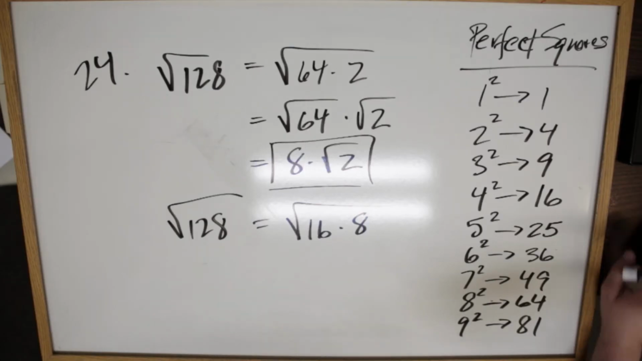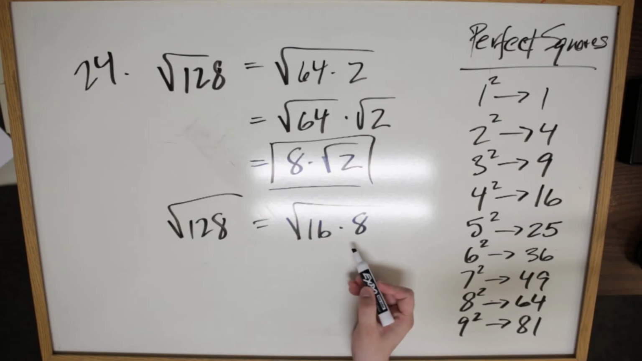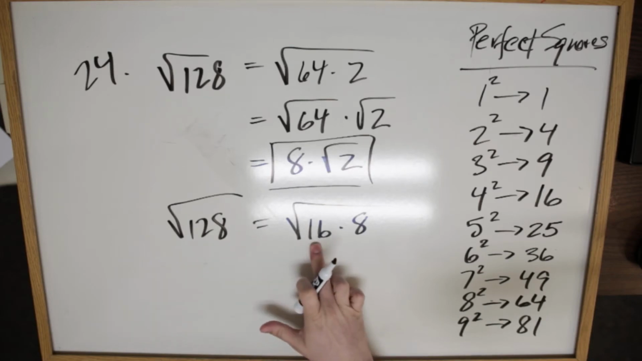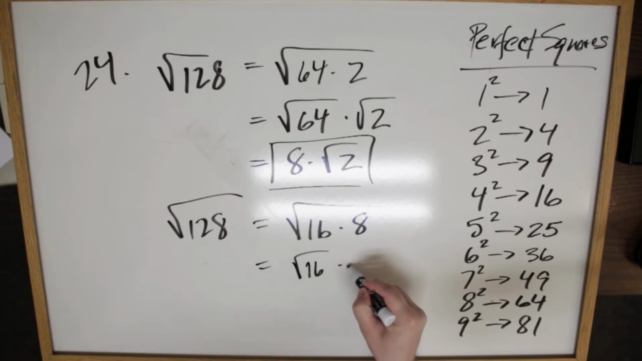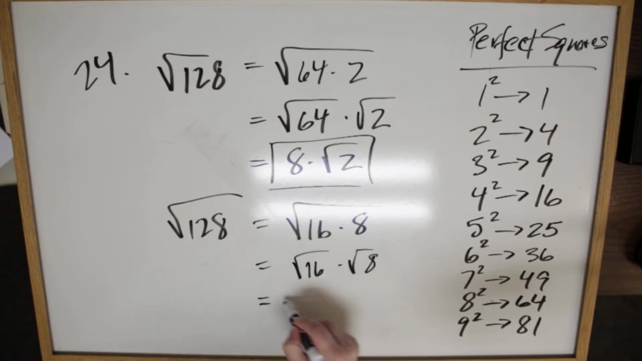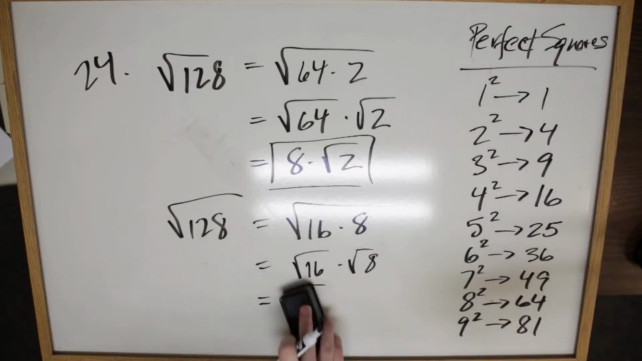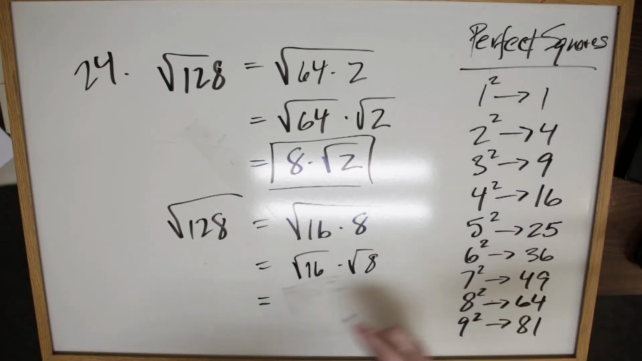All right, so you'll notice here that I've got 16 times 8. Now, the thing with that is 16 is a perfect square. So you may say, oh, shoot, I got it. This is going to be the same thing as 16 times square root of 8, which is equal to, well, yeah, so this is going to be 4, right? Times square root of 8.